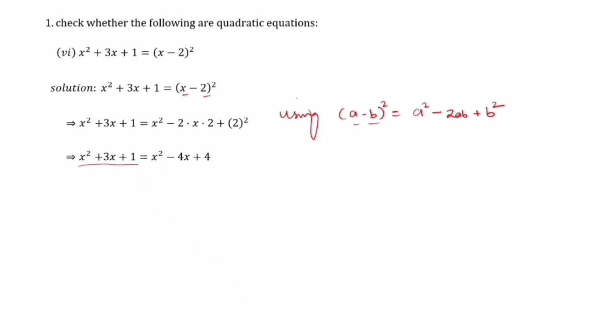This left hand side remains as it is, and this right hand side also remains as it is, so 2x into 2 will give me minus 4x, and this will give me plus 4. So all this left hand side remains as it is, and all this term on the right hand side I will carry to the left hand side, and all this sign gets changed.